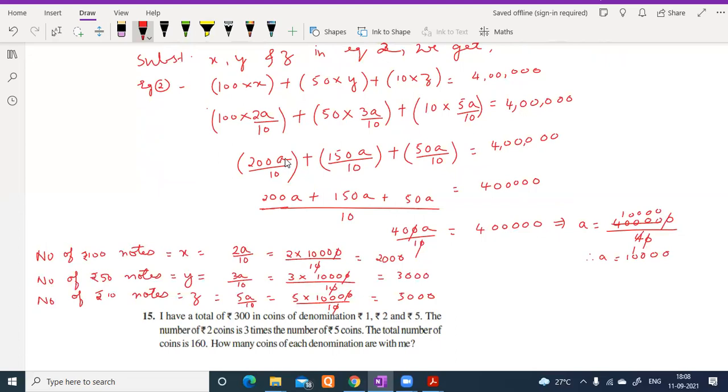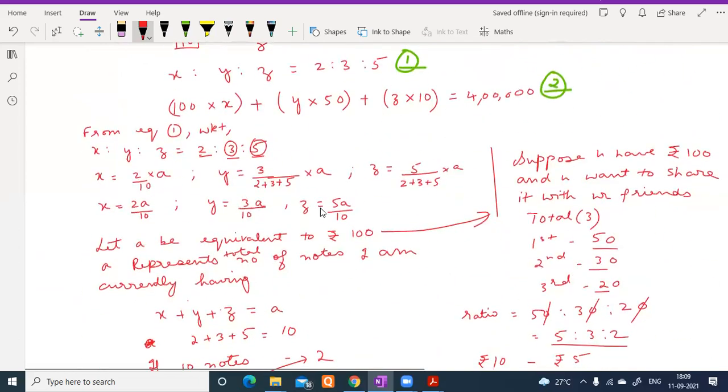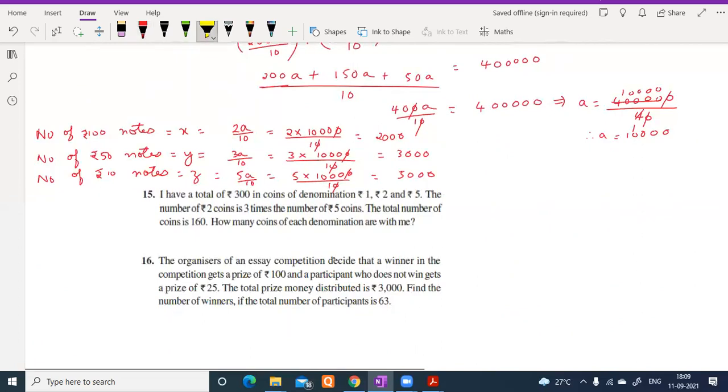So let's go back to the question and see what they've asked. How many notes of each denomination do you have? Each denomination is how many 50 rupee notes, how many 10 rupee notes, how many 100 rupee notes you have. So that's what we have found out. We have 2,000 notes of rupees 100, 3,000 notes of rupees 50, and 5,000 notes of rupees 10. That's what they had asked in the question, and we have solved it. So let's solve the next sum in the next video.